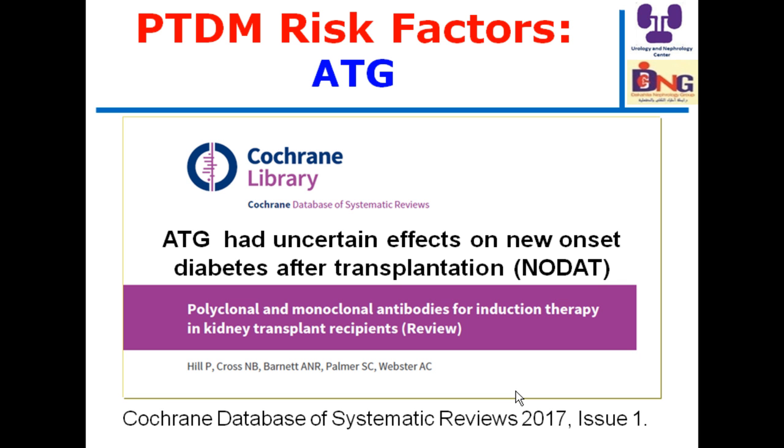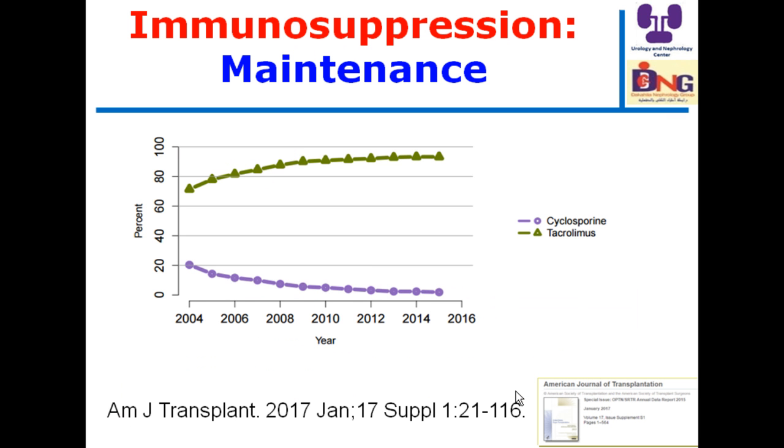So this is regarding the issue of induction therapy. What about the maintenance therapy? These are the calcineurin inhibitor immune suppressive drugs. If you look here, by the years, cyclosporin is vanishing in renal transplantation, and the majority of renal transplant recipients are maintained with tacrolimus. Tacrolimus is diabetogenic, and cyclosporin is diabetogenic as well. It seems that tacrolimus is more diabetogenic than cyclosporin.